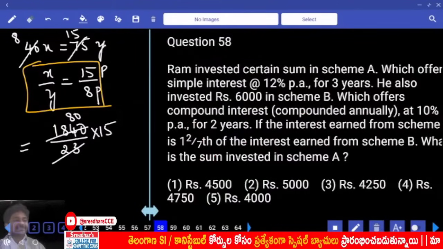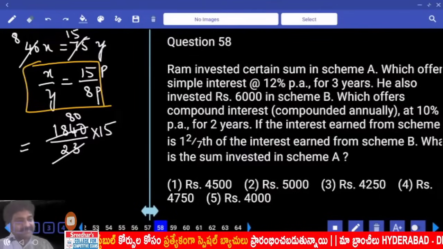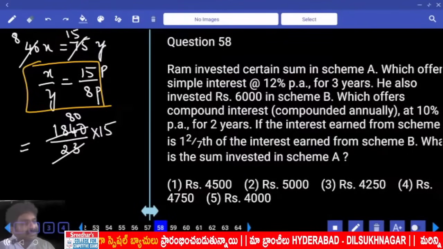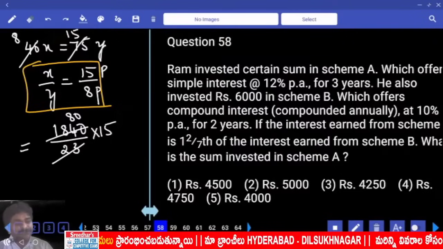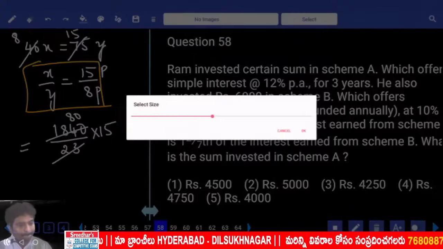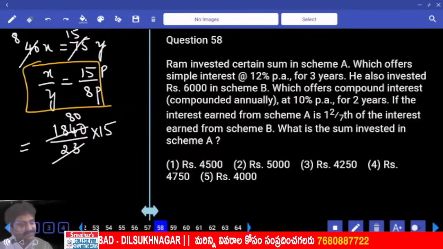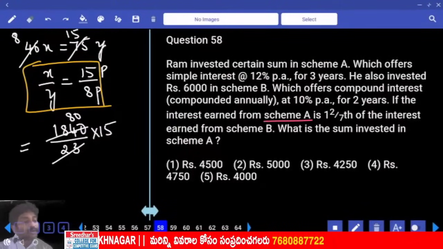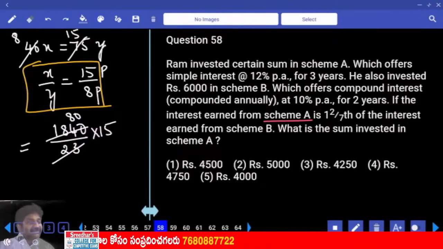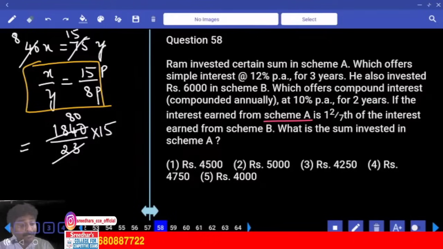Ram invested a certain sum in scheme A, which offers simple interest at 12% per annum for 3 years. He also invested 6,000 in scheme B, which offers compound interest at 10% per annum for 2 years. If the interest earned from scheme A is 1/2 by 7 times the interest earned from scheme B, what is the sum invested in scheme A? Which scheme? A.